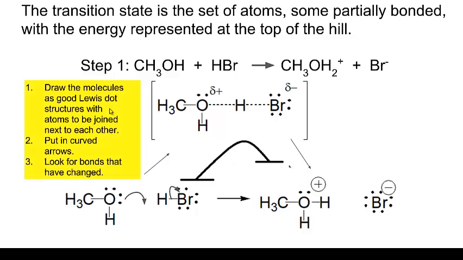If you're asked to draw a transition state, first draw the molecules as good Lewis dot structures with atoms close to each other that are actually going to become bonded to each other. Put in the curved arrows, and then look for bonds that have changed. Say there's a bond in the starting material but not in the product, then it's half of a bond in the transition state, or a dotted line.